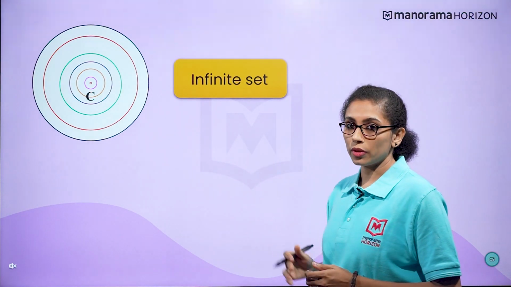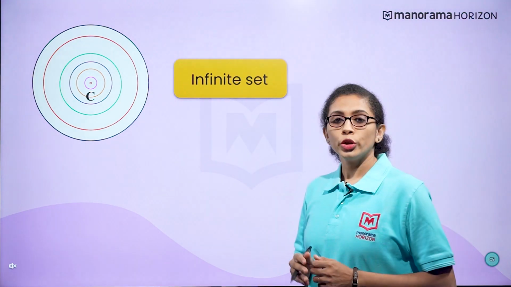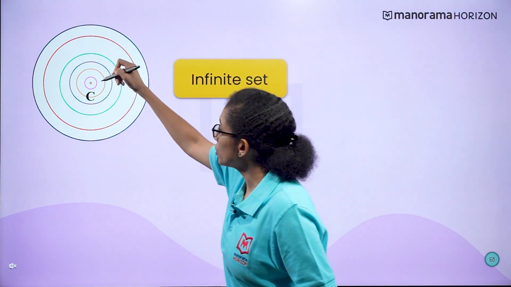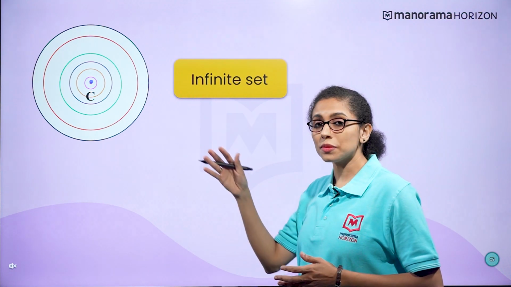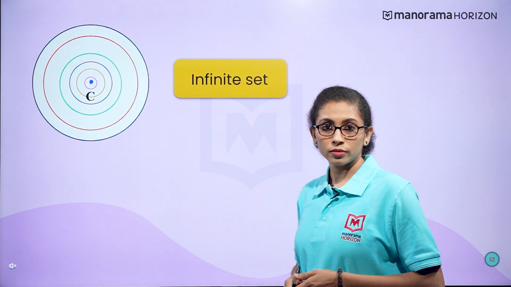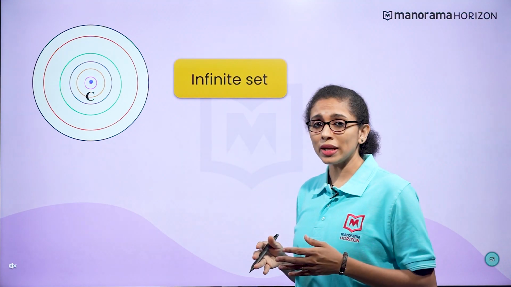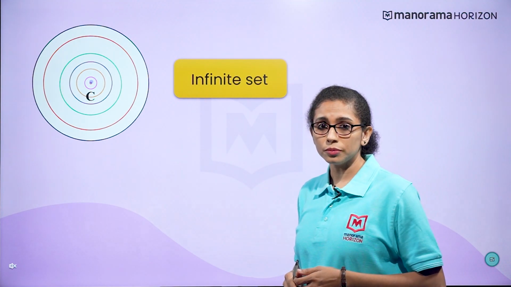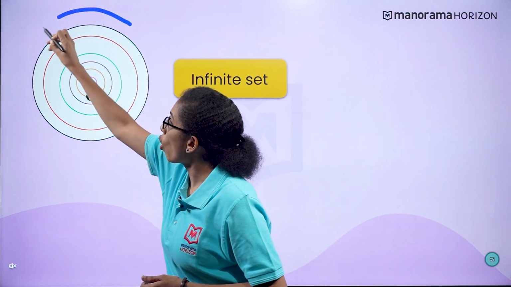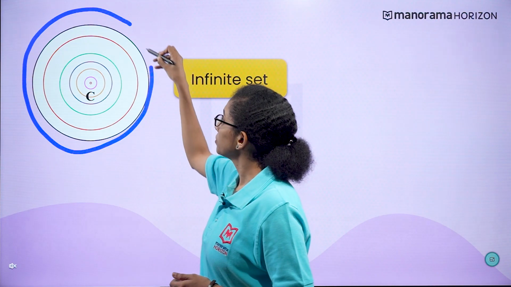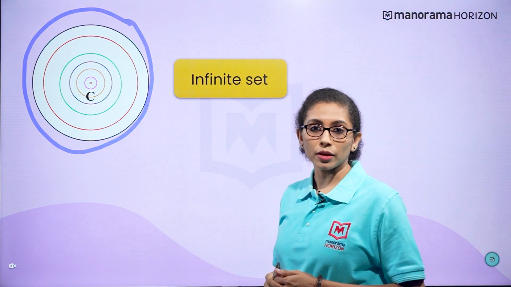Consider this example: the set of concentric circles in a plane. You are provided with a center C, and somebody asks you to draw as many circles as possible. I drew all of these circles. Does that mean I cannot draw any more circles? I can draw infinite circles of any radii with the same center in a plane.